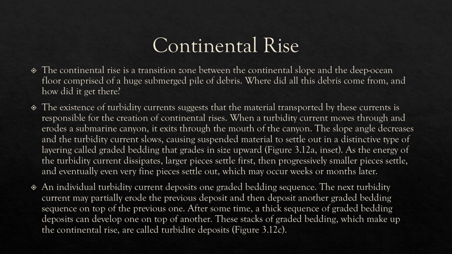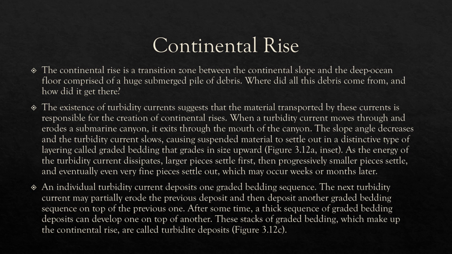The slope angle decreases and the turbidity current slows, causing suspended material to settle out in a distinctive type of layering called graded bedding, which grades in size upward. As the energy of the turbidity current dissipates, large pieces settle first, then progressively smaller pieces settle, and eventually even very fine pieces settle out, which may occur weeks or months later. An individual turbidity current deposits one graded bedding sequence.